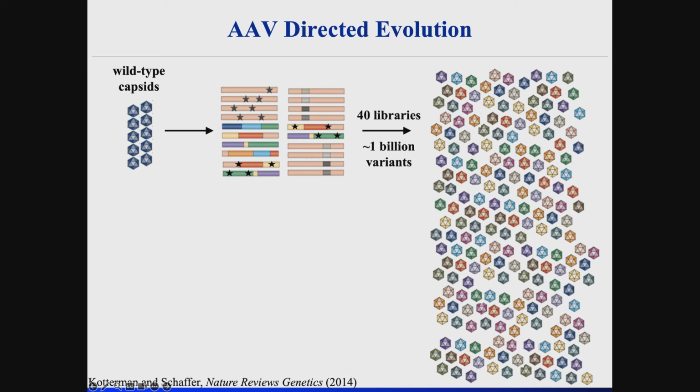But the bottom line is that we have over 40 libraries. Each of those has on the order of 10 to 100 million variants. So in sum total, we have over 1 billion different variants of AAV. We then take these candidate genes encoding the viral capsid and package them into particles such that each particle is composed of a variant capsid, a variant soccer ball, if you will, surrounding the DNA that encodes that capsid.